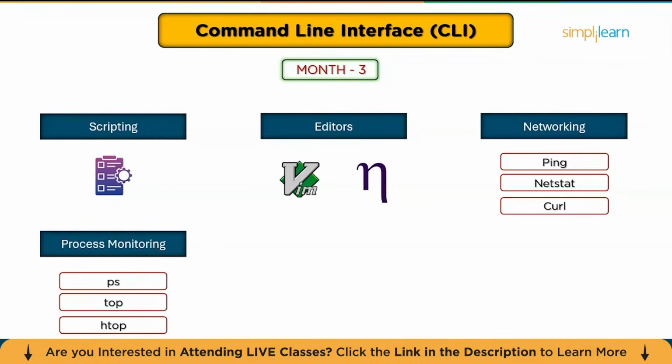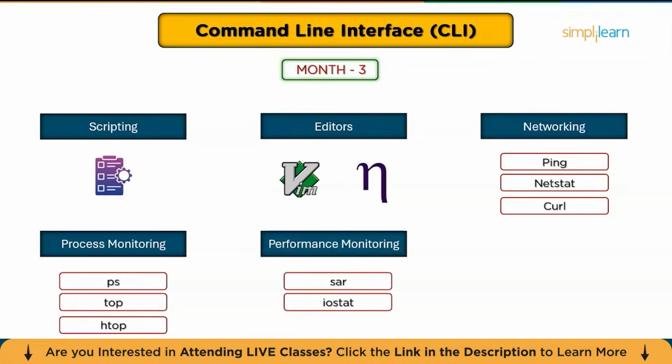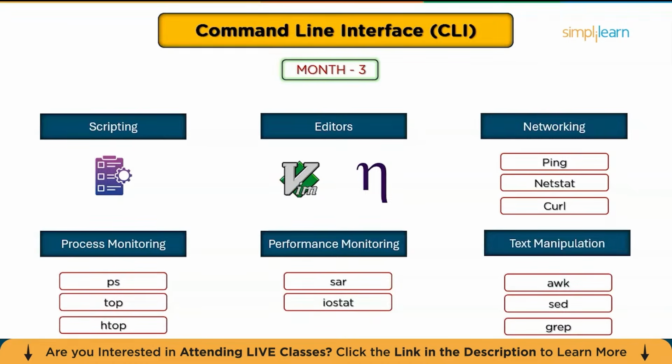Next is process monitoring. Here you have to learn how to use tools like PS, Top, or HTOP to monitor processes and system performance in real time. After process monitoring comes performance monitoring, where tools like SAR and IOStat help you keep track of system performance and resource usage. And finally comes text manipulation. You can master text processing tools like AWK, SED, and grep to handle and analyze large datasets directly from the terminal. So by becoming proficient in the CLI, you'll be able to solve problems faster, gain deeper insights into system behavior, and effectively manage infrastructure with confidence.